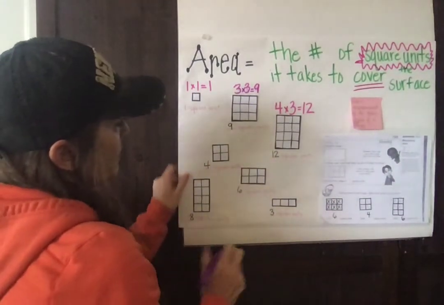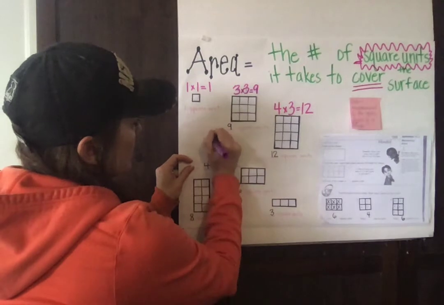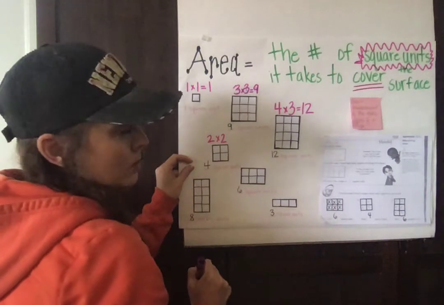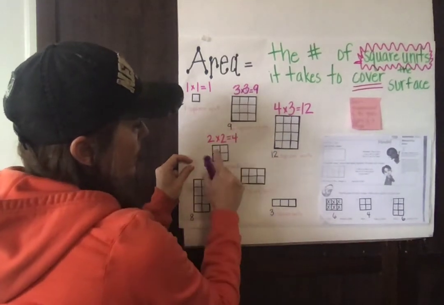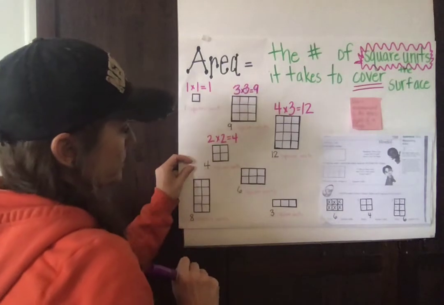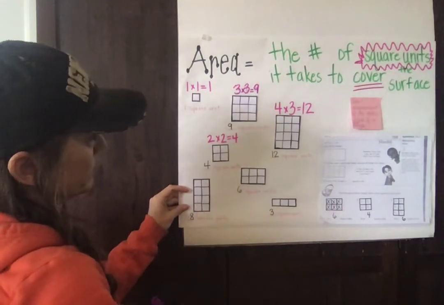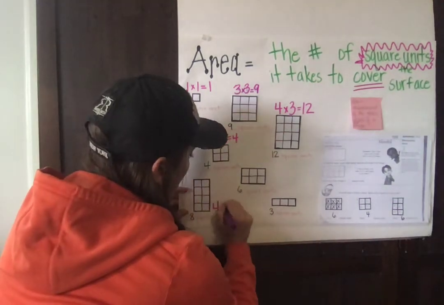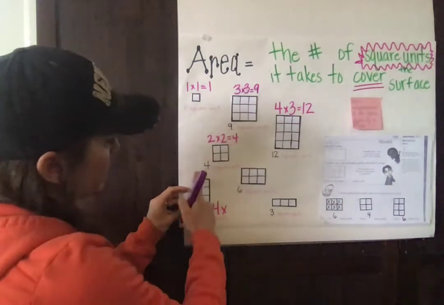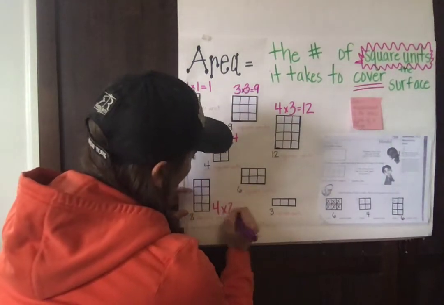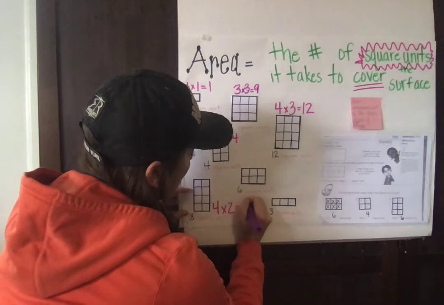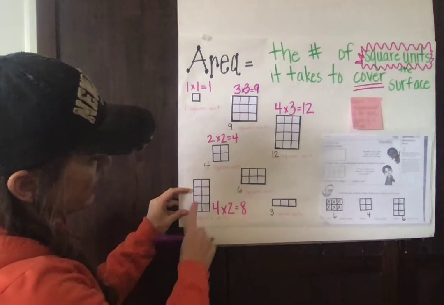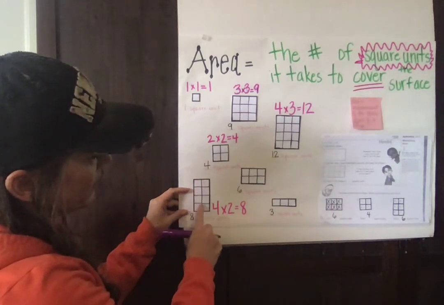Let's look at this one. How many rows do we see? 2. How many columns do we see? 2. 2 times 2 equals 4 in all. 1, 2, 3, 4. Let's do this one. I see 1, 2, 3, 4 rows times how many in each row? 2. I know that 4 times 2 equals 8. Just like we said last week, 8 square units. 1, 2, 3, 4, 5, 6, 7, 8.